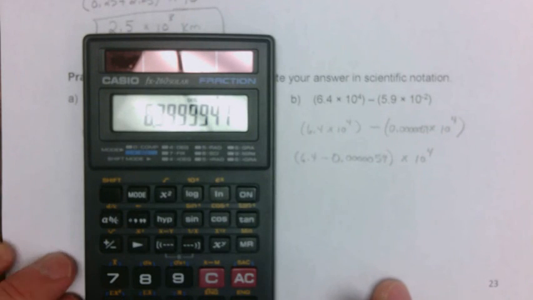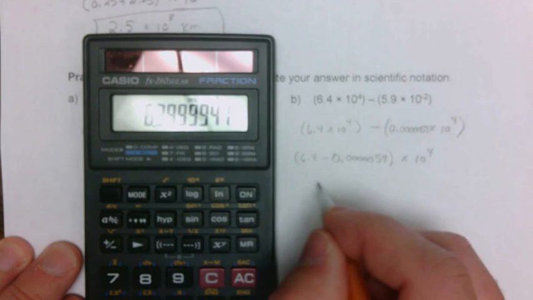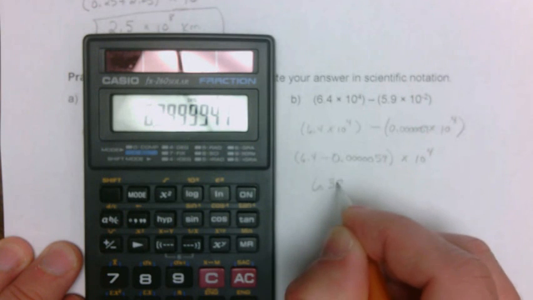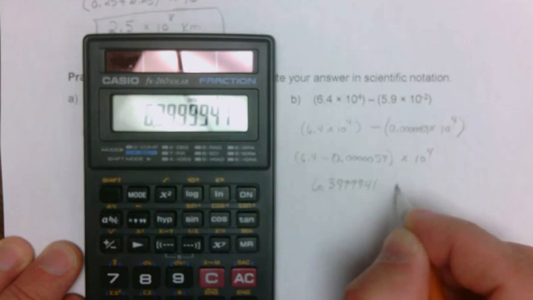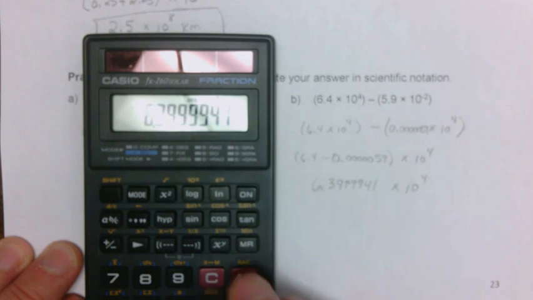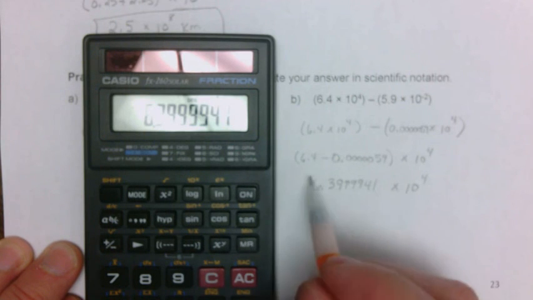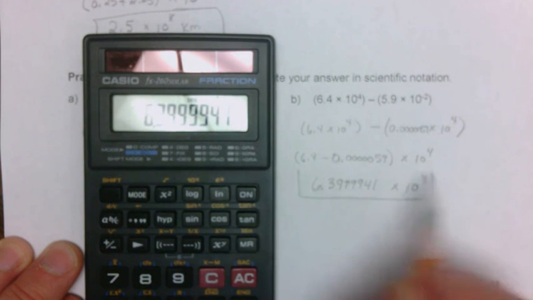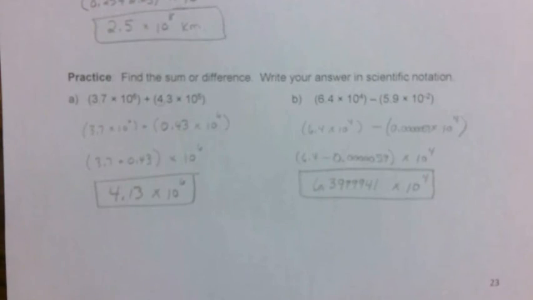And we get that ugly decimal right there. 6.3999941 times 10 to the 4th power. Okay, so again, our first number is a number that's between 1 and 10. We're multiplying by a power of 10. So this is going to be our difference written in scientific notation.